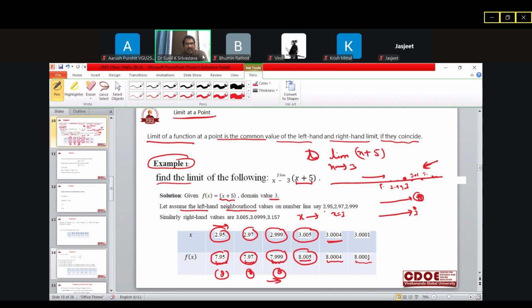So what concept do we find? When our approach is very near to the point, the value of the function is also very near to some point, and that point is known as the limit of that function when x approaches that point. This is the concept behind limits that we have to follow and know about.